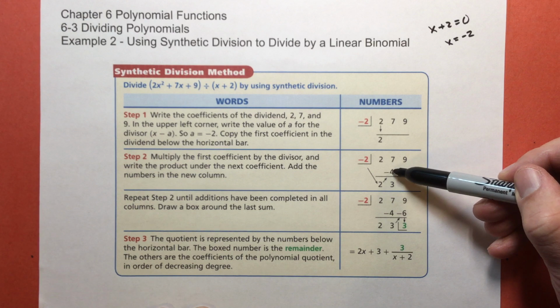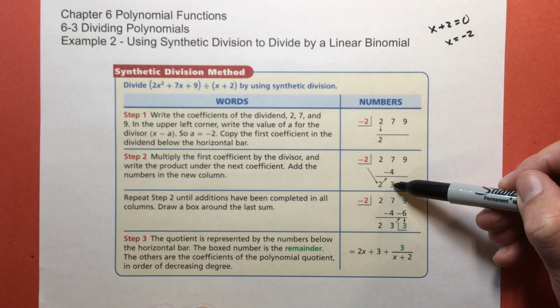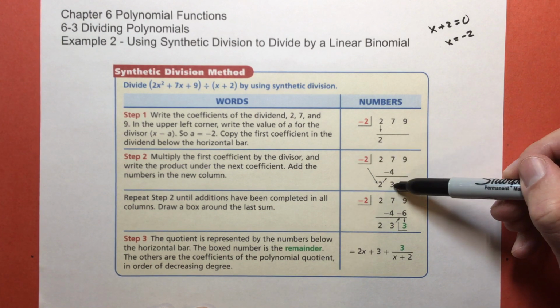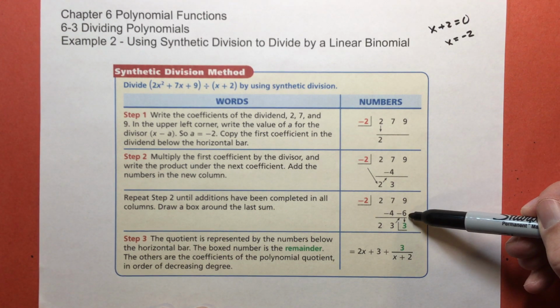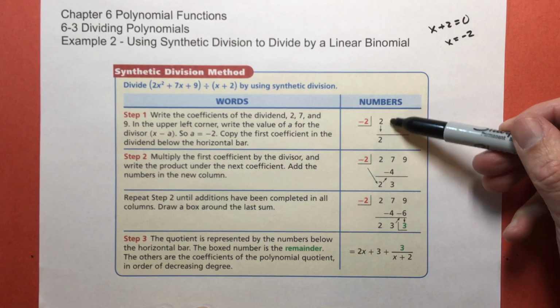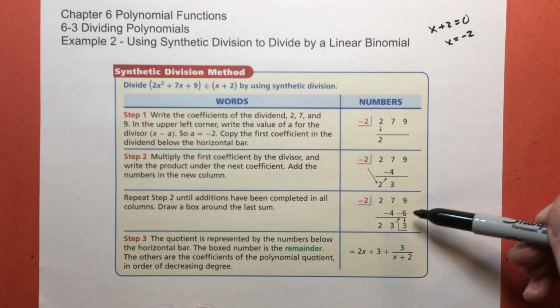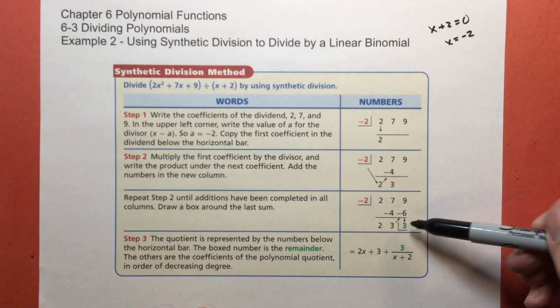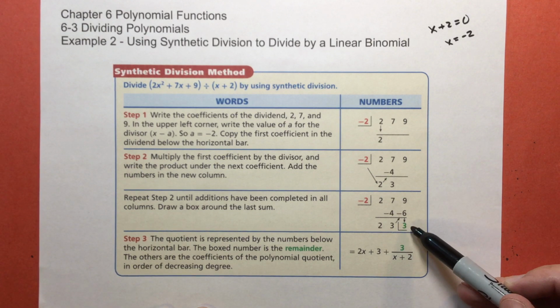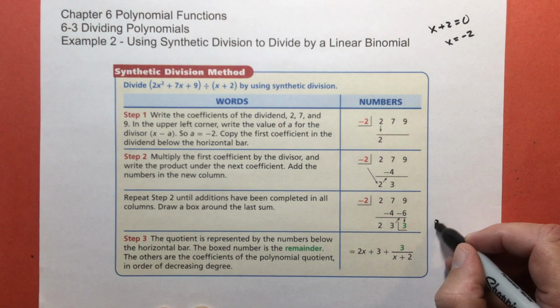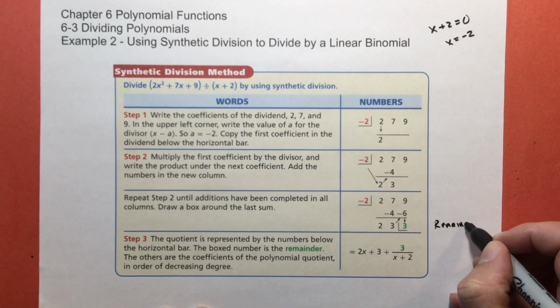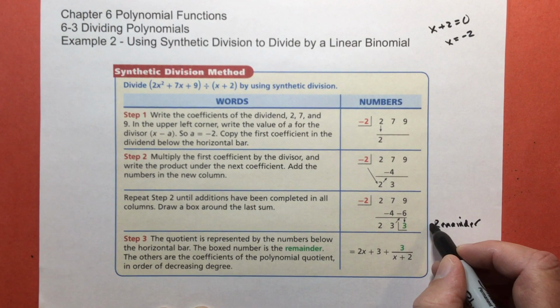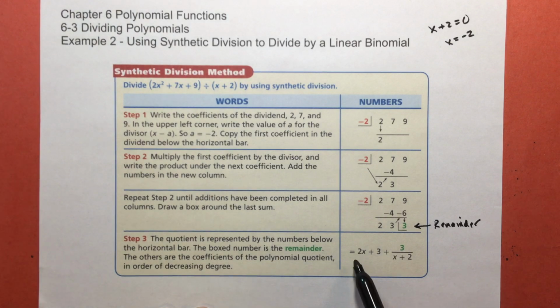7 plus negative 4 is positive 3. I multiply negative 2 times 3 and get negative 6. And you don't have to rewrite this. They're just showing it step by step. Then I get negative 6, and then I add 9 plus negative 6 and get 3. And this last part over here, that's the remainder. Okay, so this is the remainder. What's left over after I divide? The 3.